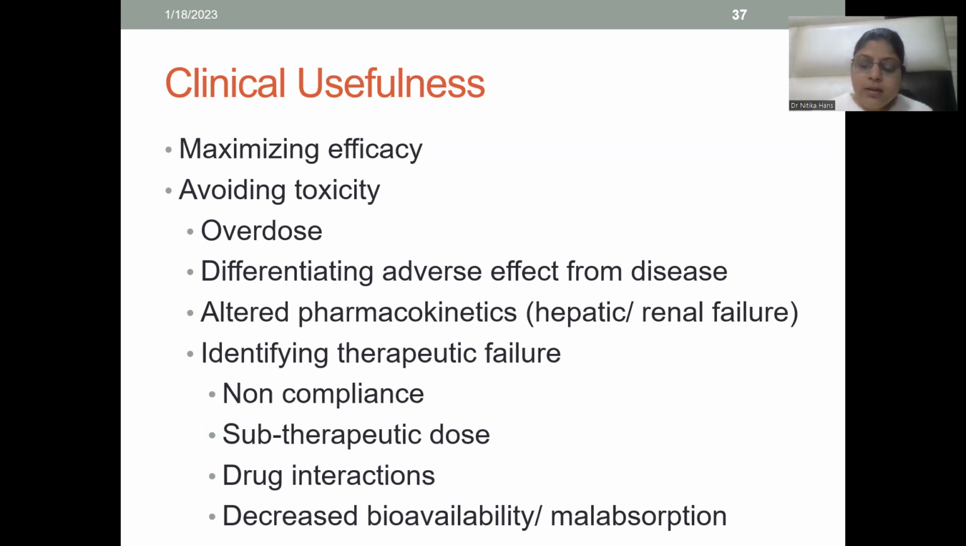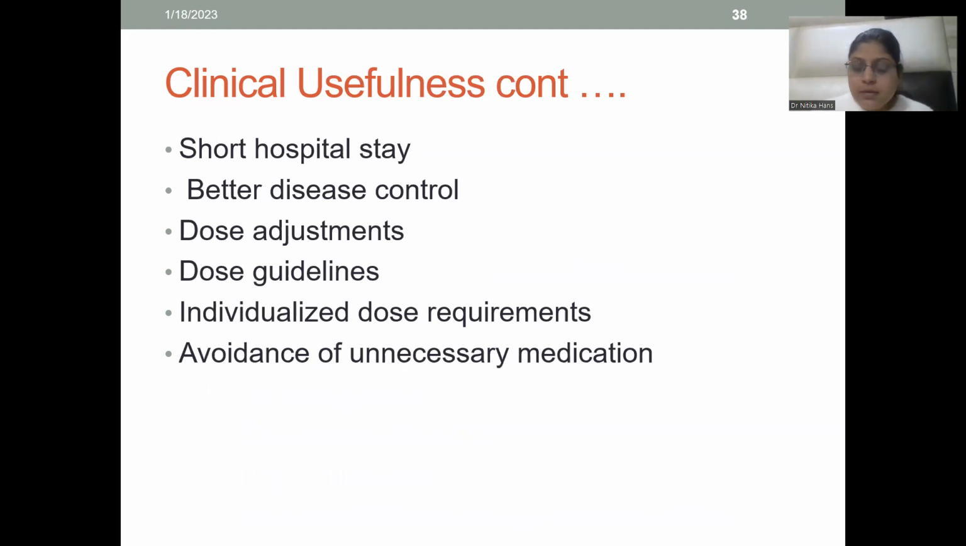If there is therapeutic failure like non-compliance, subtherapeutic dose, drug interactions, decreased bioavailability or malabsorption, it can be seen and identified. A short hospital stay will be there because the effective therapeutic range is specified and effective drug therapy is given. Better disease control and dose adjustments can be done. Those guidelines are made by doing therapeutic drug monitoring. Individualized dose requirements and avoidance of unnecessary medication can be there.